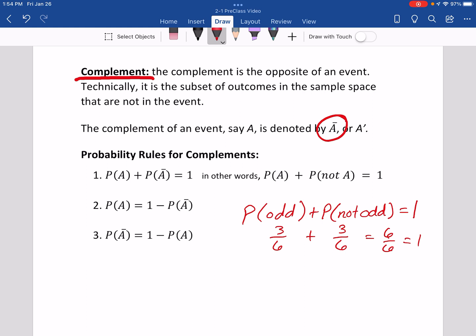So if I said that the probability of an event equals 30%, what would you say the probability of the complement is? The probability of the event not occurring would be 70%. Exactly. Good. All right, and we'll talk more about this in lecture.